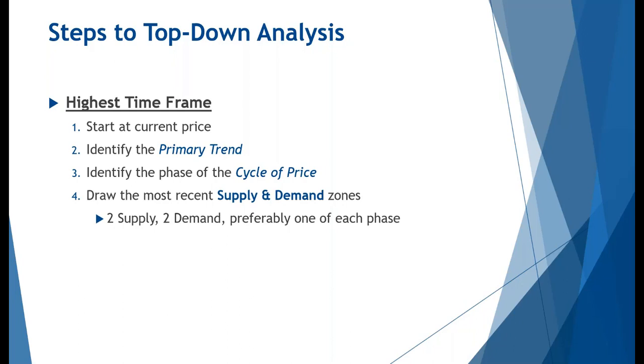And then what we're going to do is draw 2 supply zones and 2 demand zones from current price, the closest and nearest to us, the most recent ones, right? Sometimes when we're in strong uptrends or strong downtrends, it might be difficult to identify an opposing counterpart supply or demand zone. That's because our trend might be continuing for a long period of time, and it's continuing to take out those opposing zones.